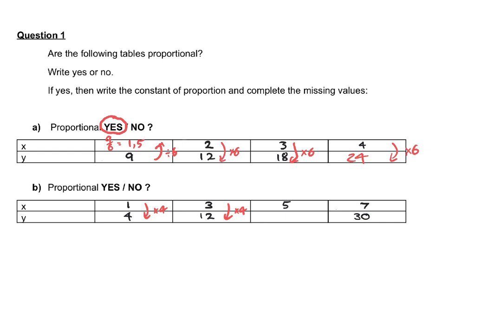And when I do 30 divided by 7, I get some ridiculous number, which is 4.2 something or other. 4.2857, and it carries on and it carries on. So it's not 4. So therefore, I don't have the same multiplier each time, so therefore I do not have a situation that's proportional, so I circle no, and I leave this missing one blank. I cannot fill this in because I don't know what the relationship is.